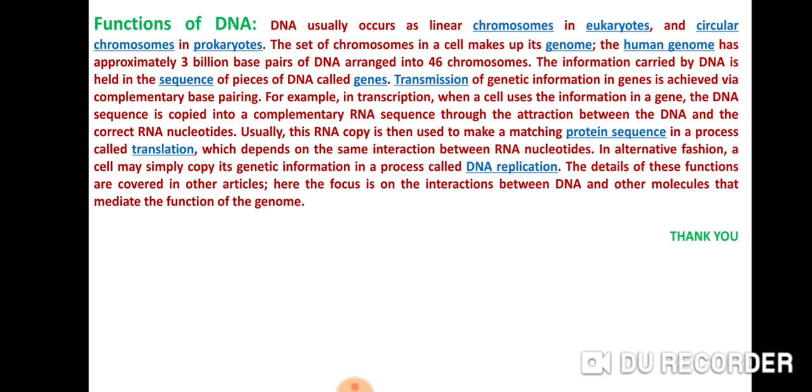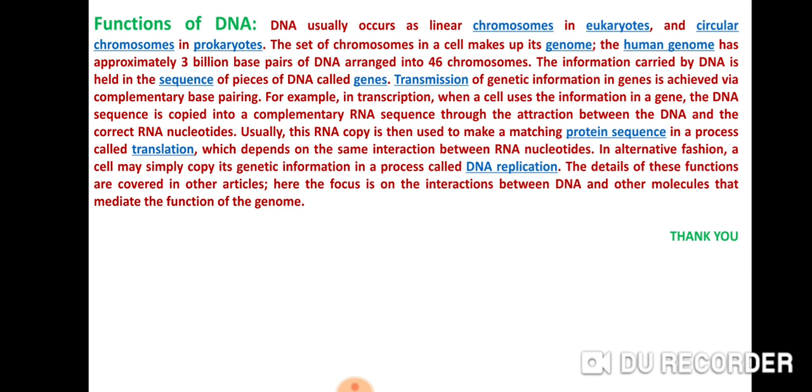Then we discuss the functions of DNA. DNA usually occurs as linear chromosomes in eukaryotes and circular chromosomes in prokaryotes. The set of chromosomes in a cell makes up its genome. The human genome has approximately 3 billion base pairs of DNA arranged into 46 chromosomes. The information carried by DNA is held in the sequence of pieces of DNA called genes.